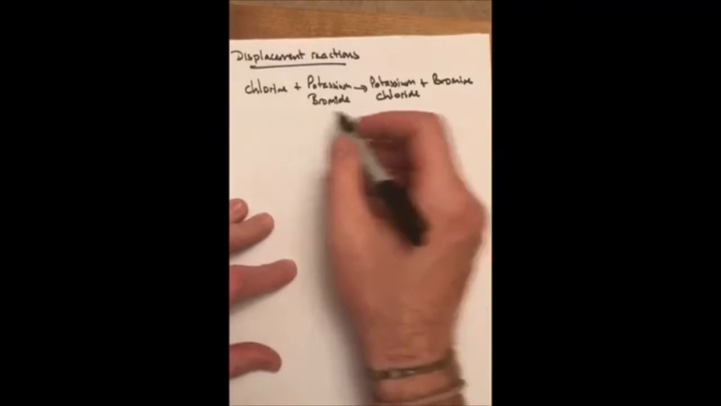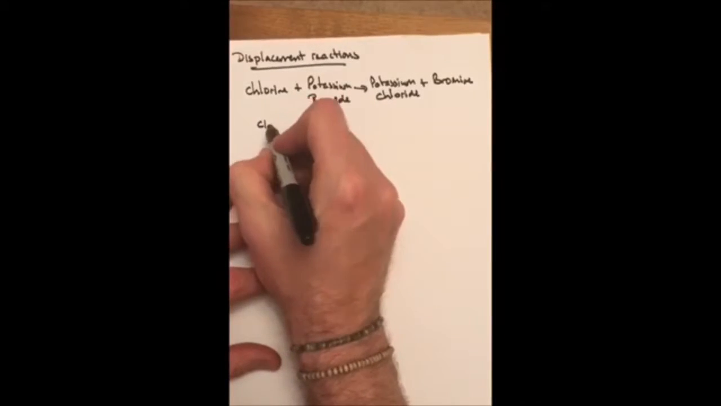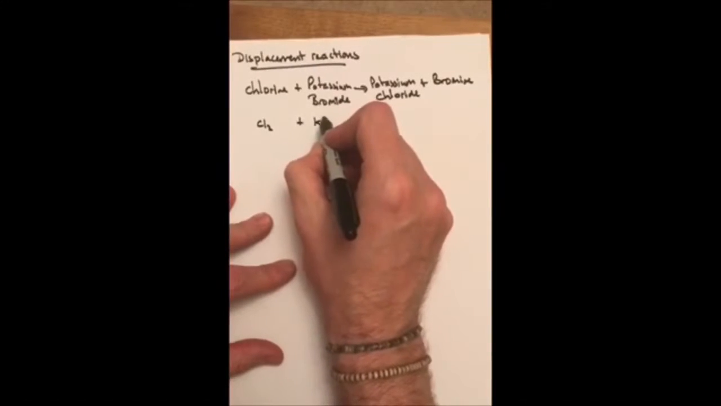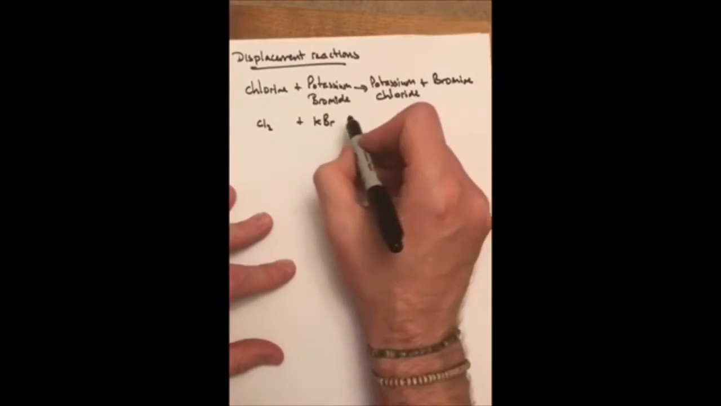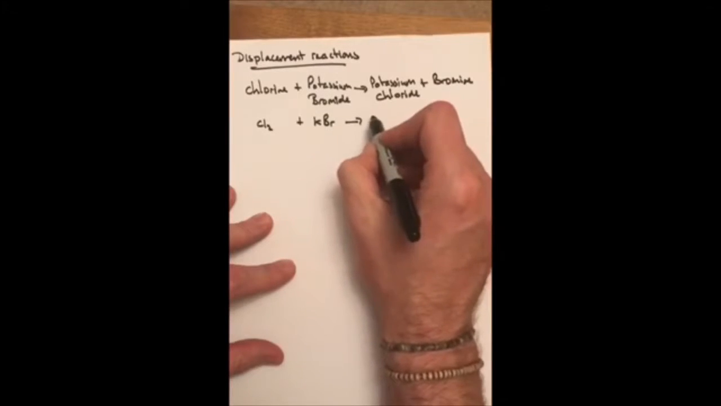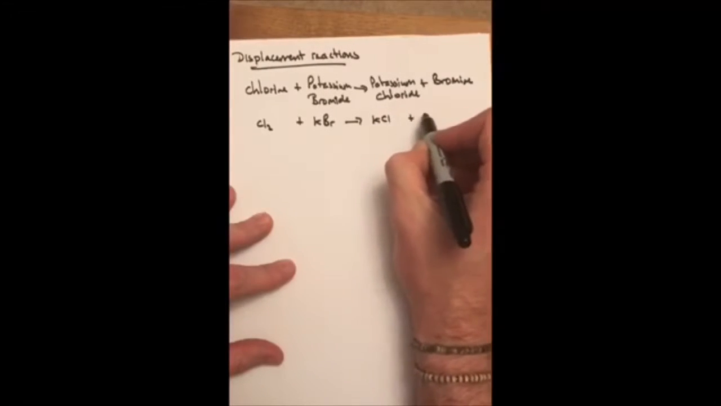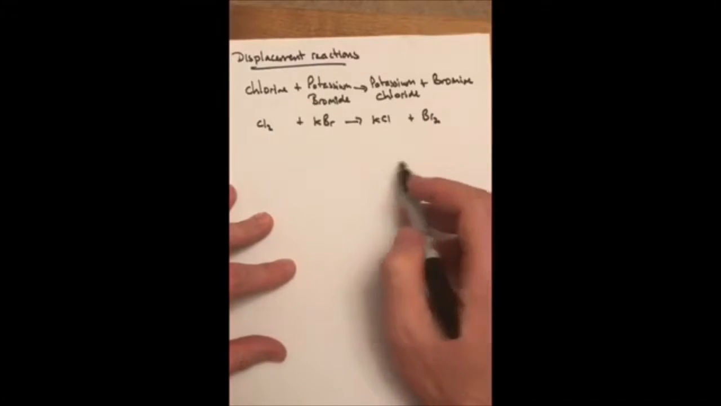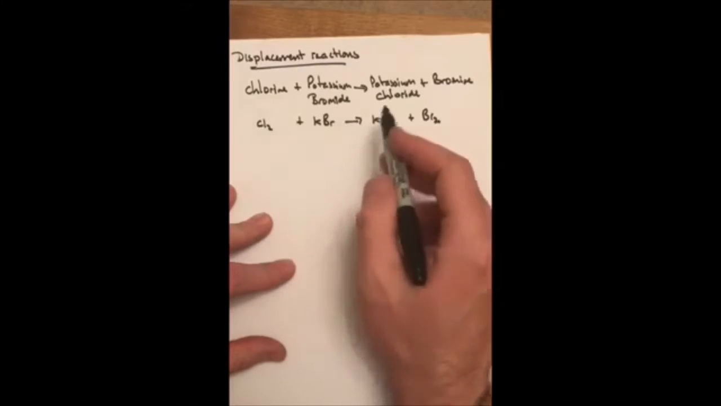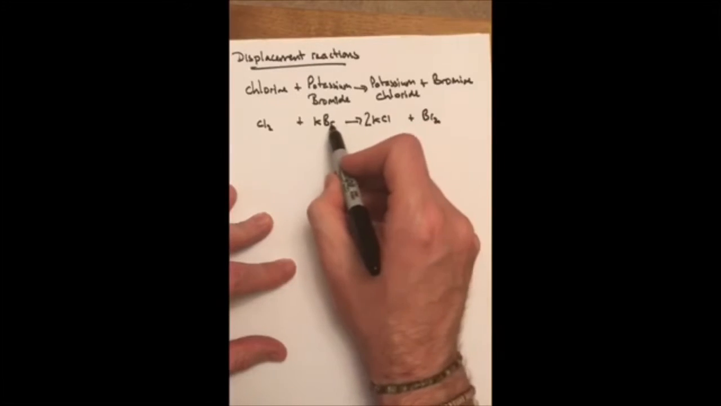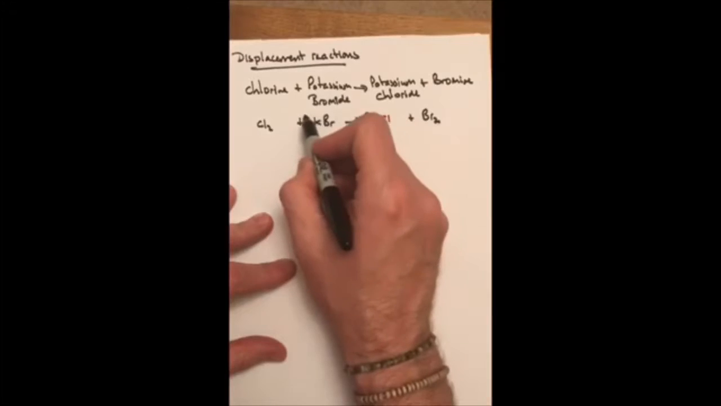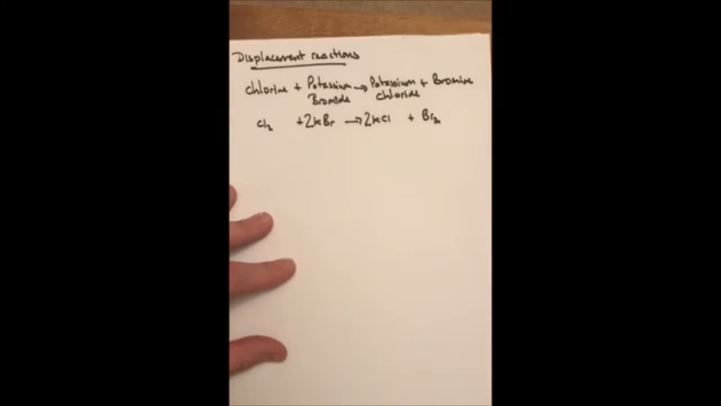In terms of doing this as a symbol equation, chlorine, diatomic Cl2, potassium bromide, potassium's K, bromide Br, KBr, potassium chloride, KCl, and bromine, remember it's diatomic, is Br2. Now that isn't balanced. We've got 2 chlorines, only got 1, so we need a 2 there. And we've got 1 bromine here, and we've got 2 here, so we need a 2 there to make it balanced. We've got a balanced equation.